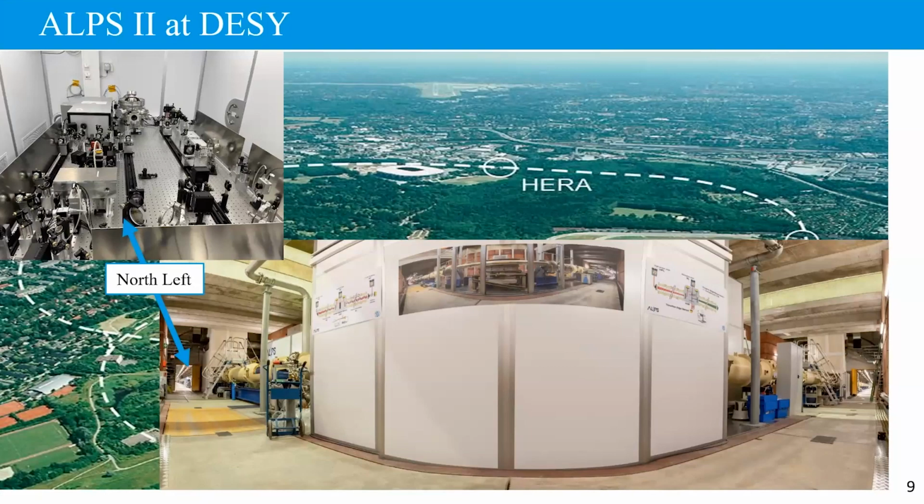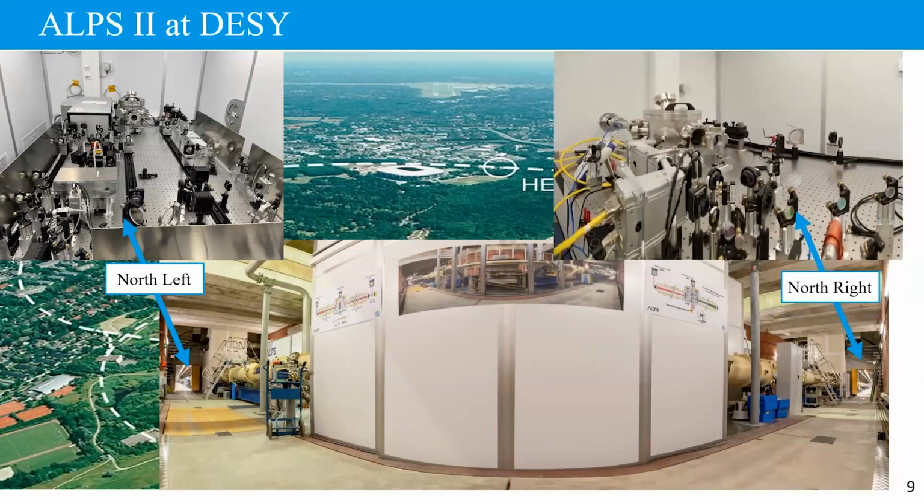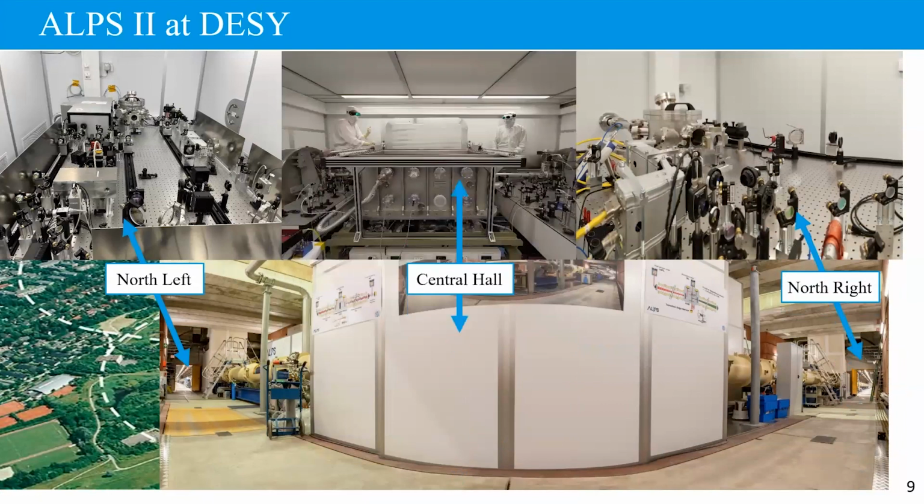This is a panorama of the whole experiment. We have the so-called north-left side of the experiment, where the high power laser, so the light source, is located. Then on the other side, here is the so-called north-right side, where the heterodyne detector is located. And in between the two clean rooms, we have the so-called central hall. And here we have the so-called central optical bench located.